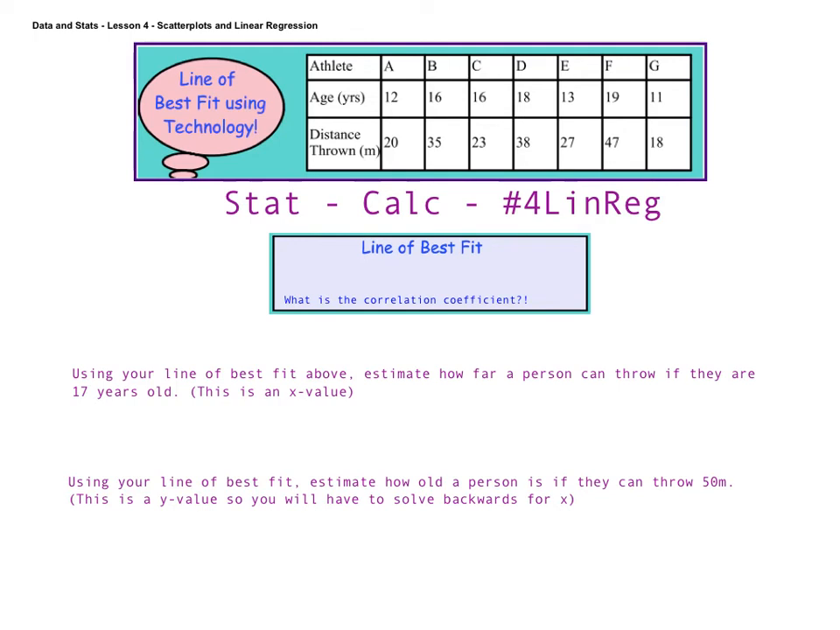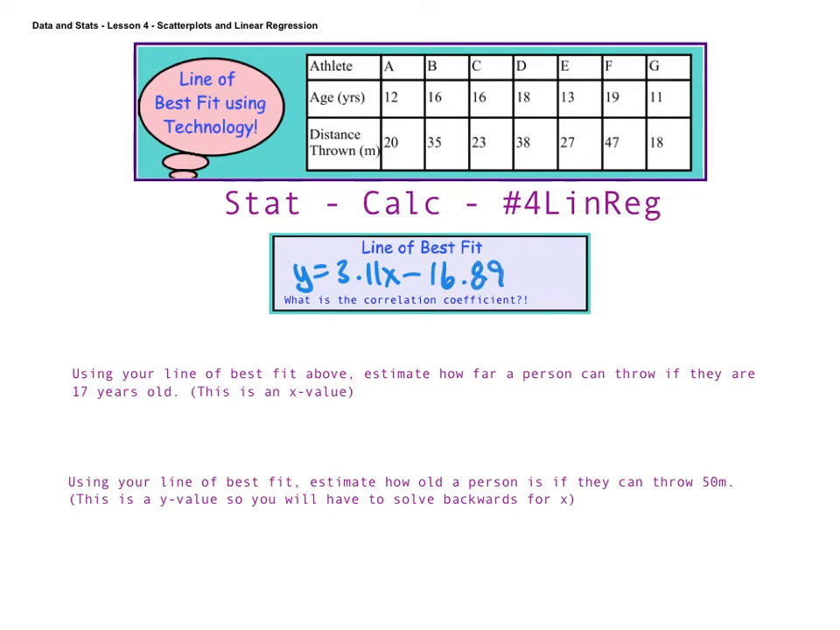So this is our last problem. We have an athlete, or different athletes of different ages, and how far they can throw. So our line of best fit, I've already put in this data. I get y equals 3.11x plus, actually, minus 16.89.